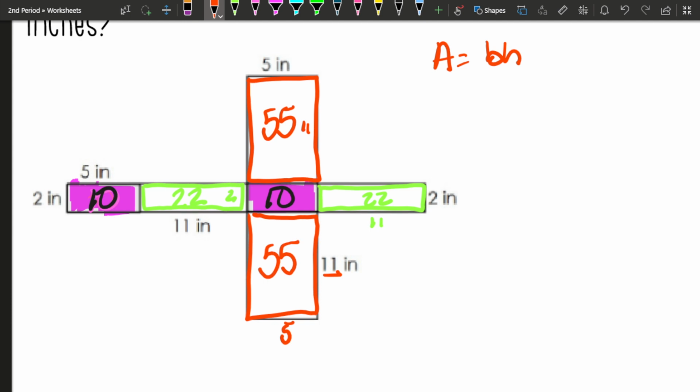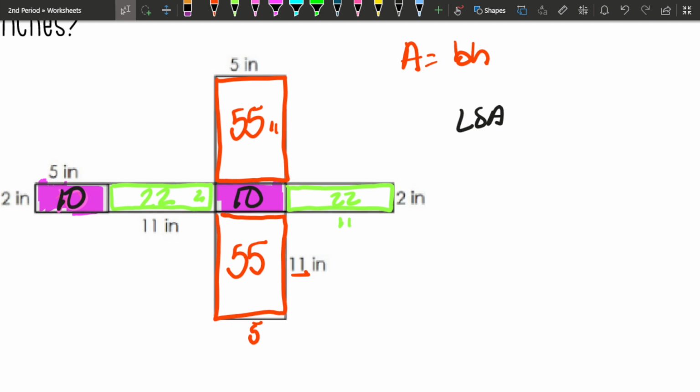Yes. So now for lateral surface area, it'll be just the red one and the green one. Does not include the base. So for lateral surface area, it'll be 55 plus 55 plus 22 plus 22. And when you add them all up, what do you get? You get 154 inches squared. So the lateral surface area does not include the bases.